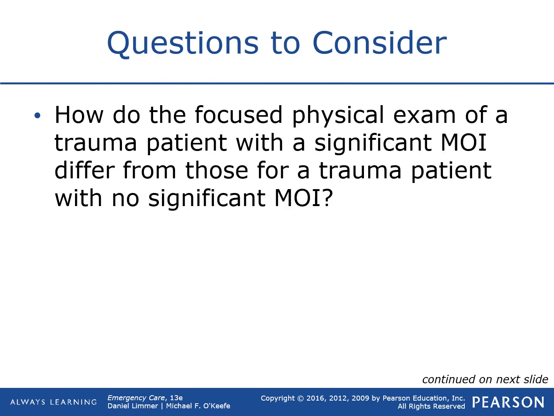Some questions to think about. How does the focused physical exam of a trauma patient with a significant mechanism of injury differ from that for a trauma patient with no significant mechanism of injury? Again, if you have a significant mechanism of injury, you want to be doing a rapid head-to-toe assessment. If it's not significant and you don't see any major injuries, you can focus in on that one area that's injured.